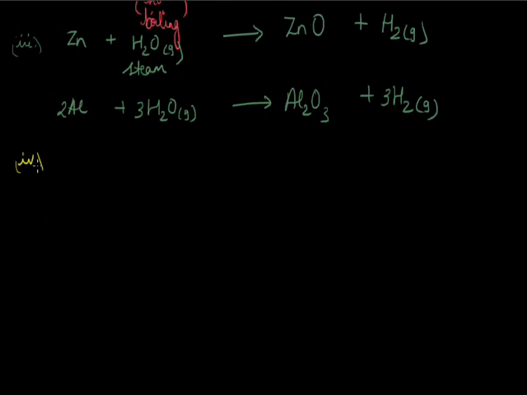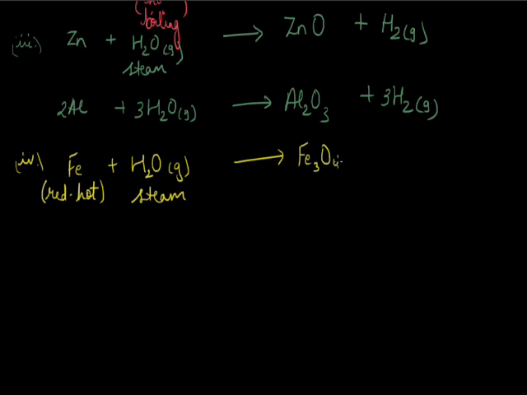Now a metal like iron, which is even below zinc in its reactivity series, reacts with water in the form of steam, but simple iron will not react. The iron should be red hot. Only then it will react with steam and form iron oxide, that is Fe3O4, which we have already discussed earlier. Fe3O4 is ferroferric oxide. Here it's a mixture of two oxides, ferrous oxide and ferric oxide.